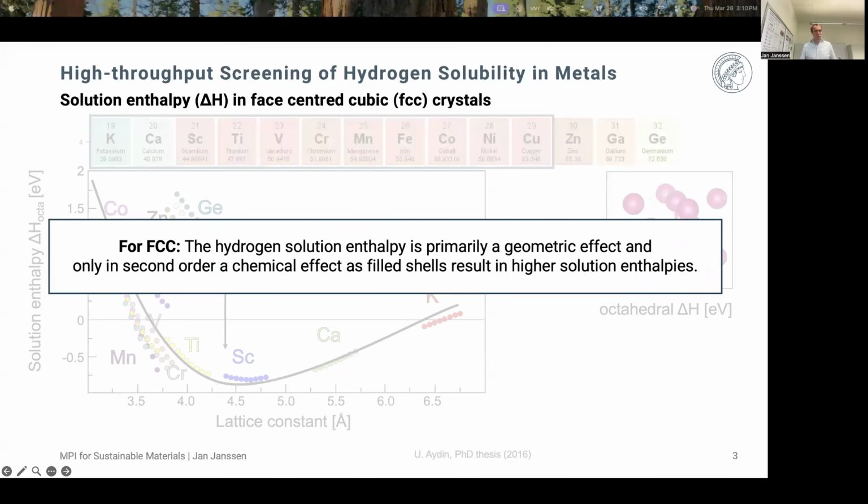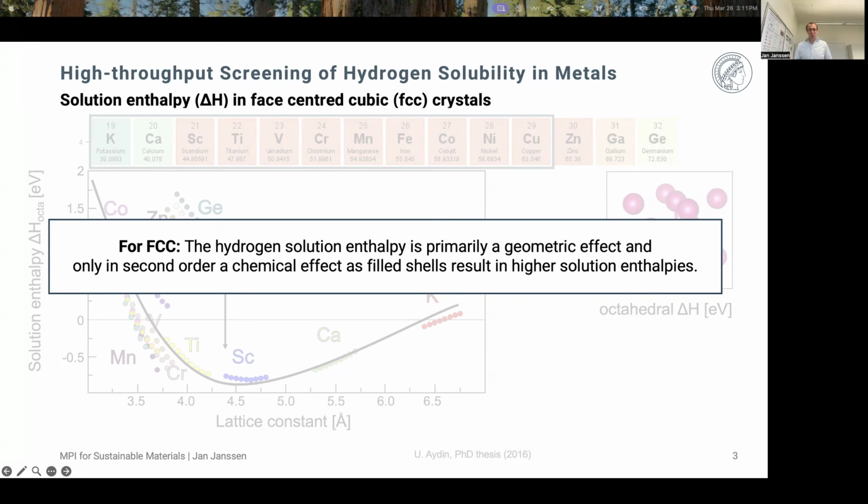So what we can learn from this is that hydrogen solubility as a solution enthalpy is primarily a geometric effect, and in second order, a chemical effect depending on the filled shells, which result in higher solution enthalpies. So that's just a short reminder for us.